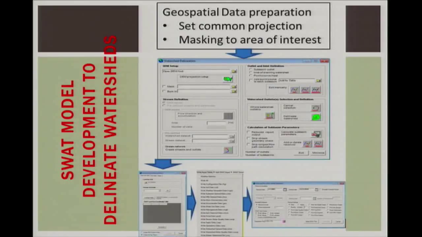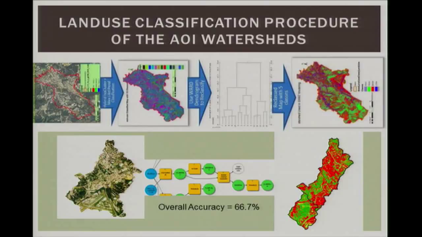This is another very advanced technology, to use SWAT software to delineate those watersheds. You saw those watershed boundaries. These are delineated using the DEM. This is the step-by-step procedure. The bottom part is to do the model. And here is the procedure.